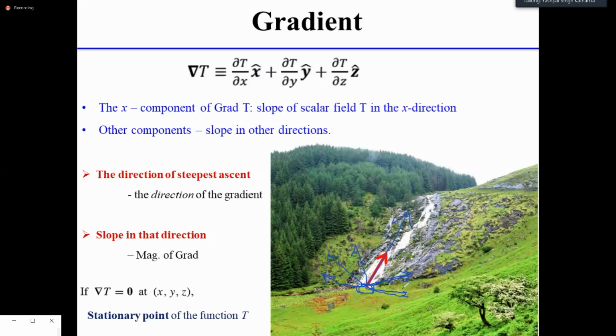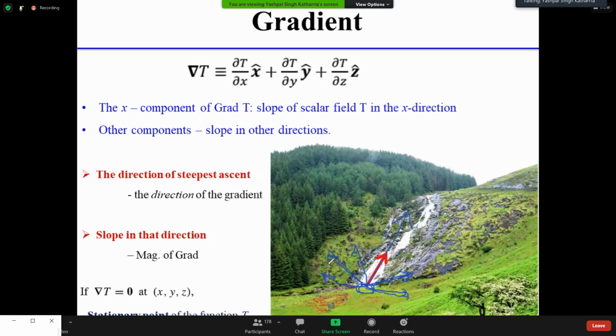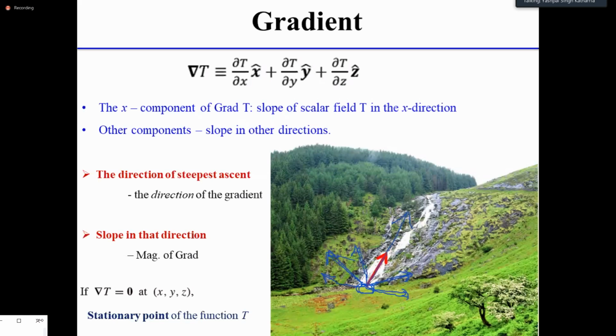Even this direction is not the maximal increase of height. Similarly, this is not, and similarly this one. So the maximal increase of height occurs in this direction. So we can say that this red arrow basically represents the direction of the gradient.